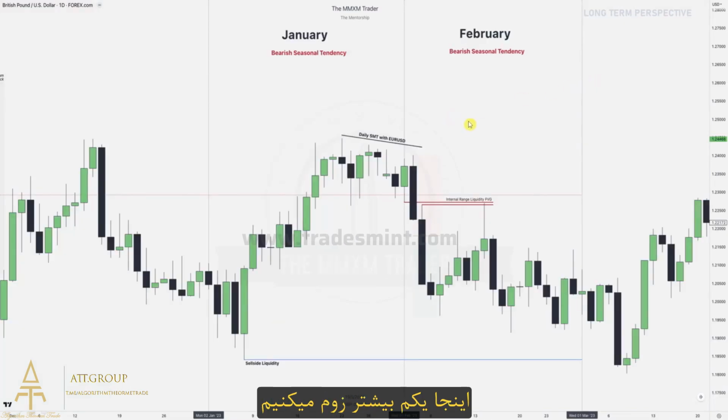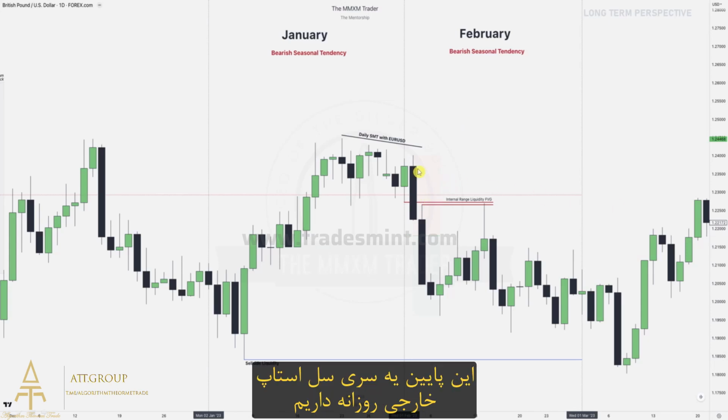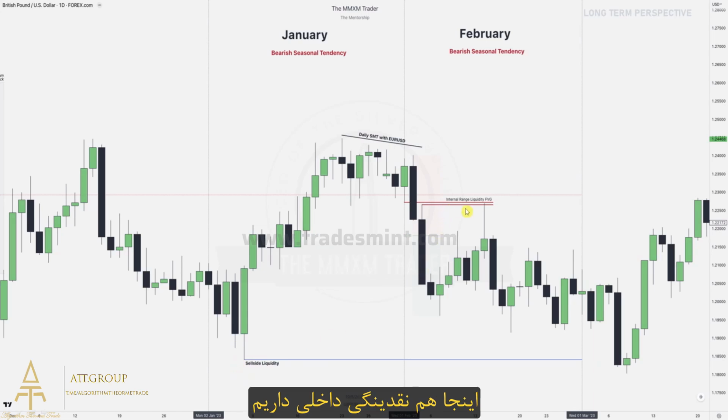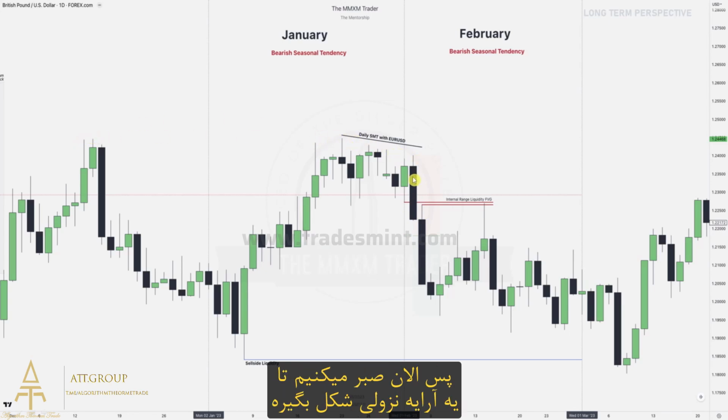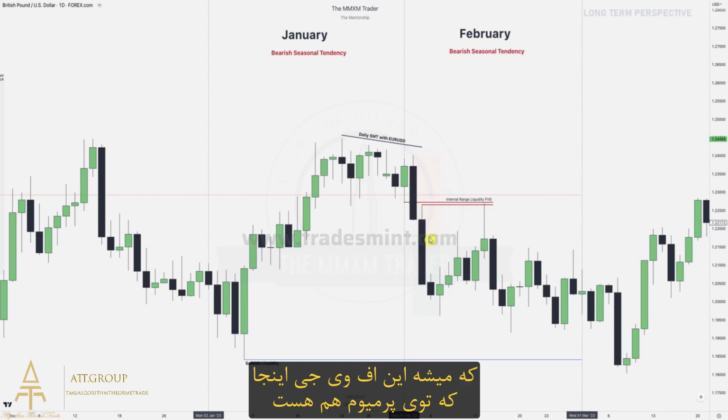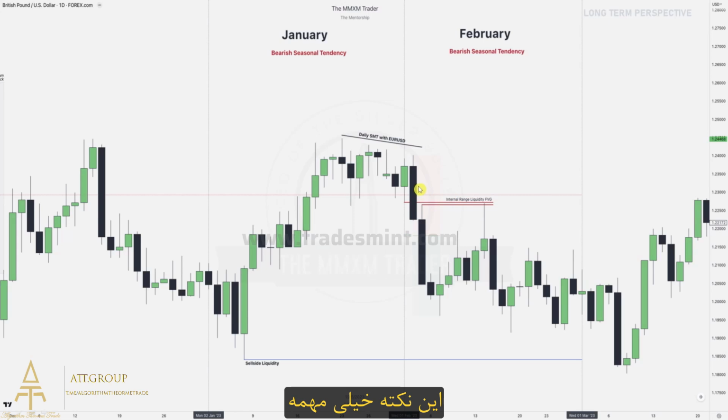Zooming in a little bit more, right? We've got those daily external sell stops down here. We've got internal range liquidity down here. Again, after that SMT has occurred, we don't need to go above these highs anymore or this high. So we're waiting for a bearish array to form, which is this fair value gap, right? And it is in premium. That's also important.